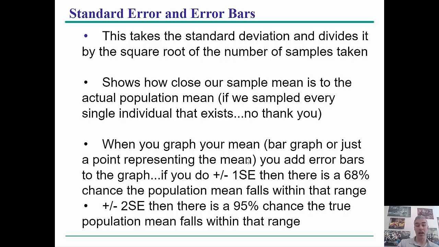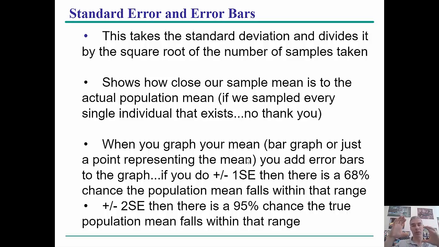If there's 2 standard errors of the mean, which is what we do for error bars always, just so you know, on the AP Bio exam, at least standardly, they'll be graphing plus or minus 2 standard errors of the mean. There's a 95% chance the true population mean falls within that range.